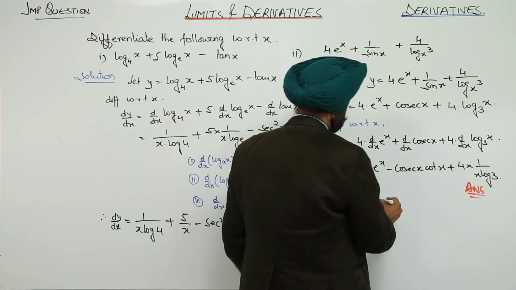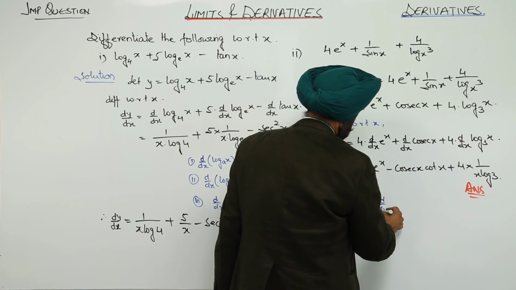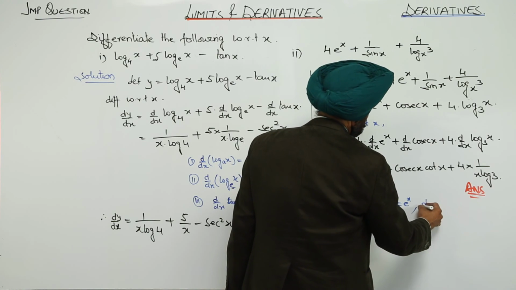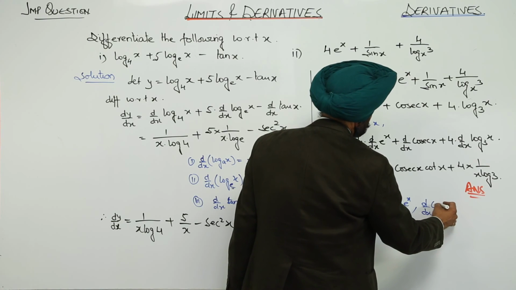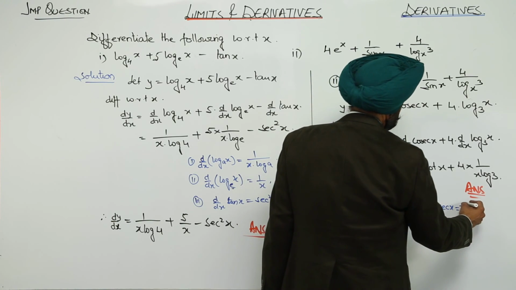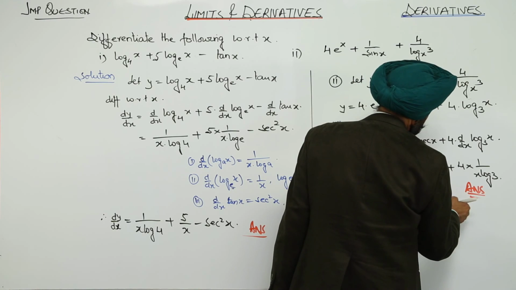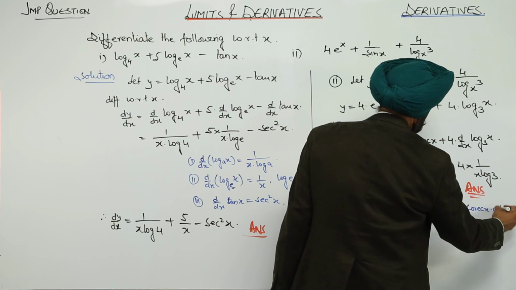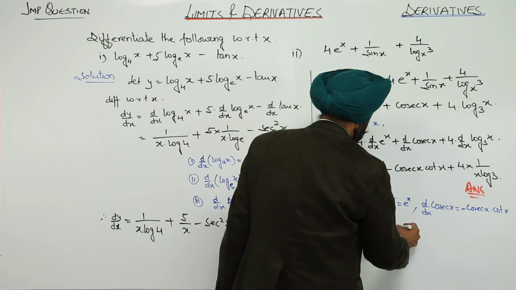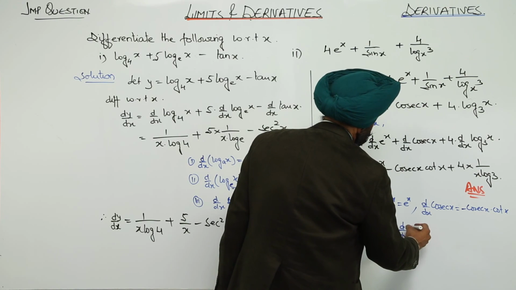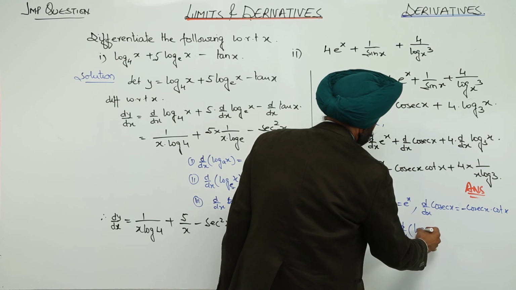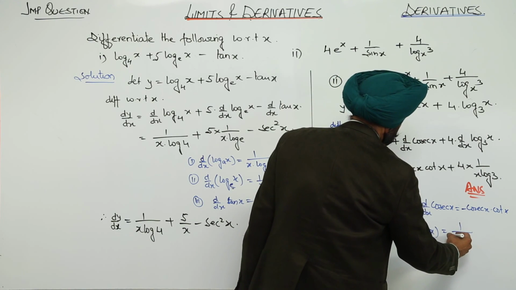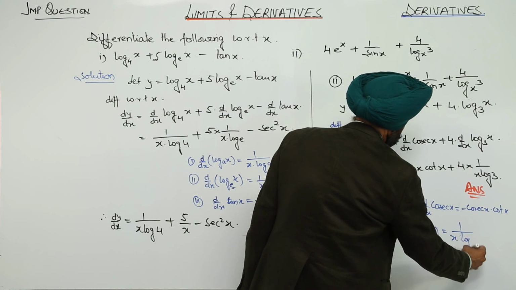And what have we used here? Here we have used d by dx of e^x, that is e^x, d by dx of cosecant x is negative of cosecant x cot x, and d by dx of log a x, this is equal to 1 upon x log a.